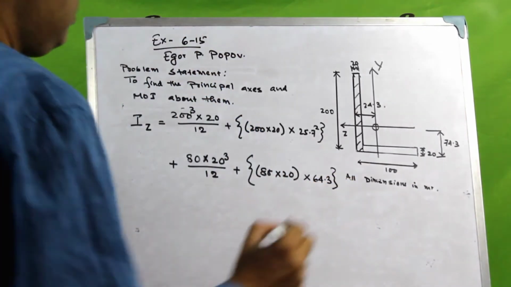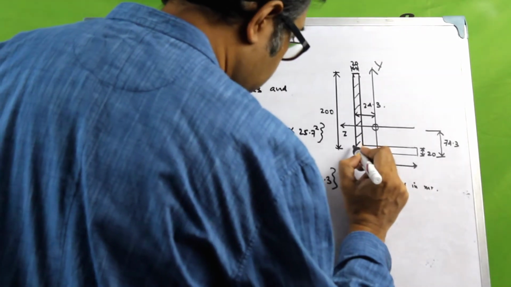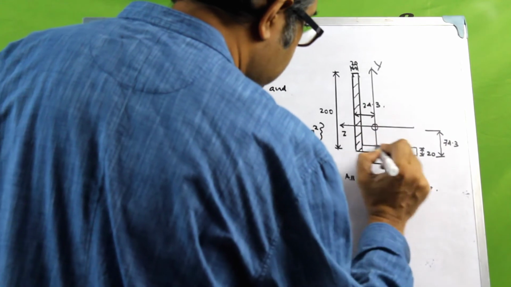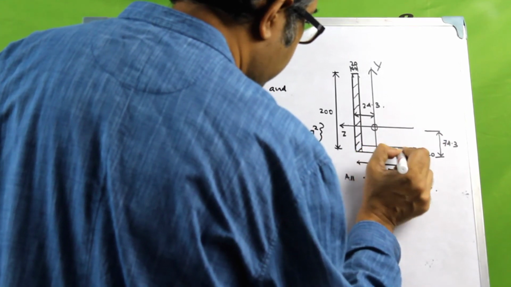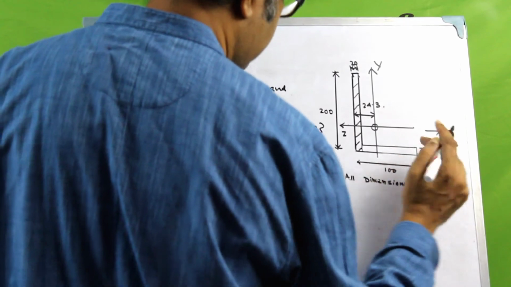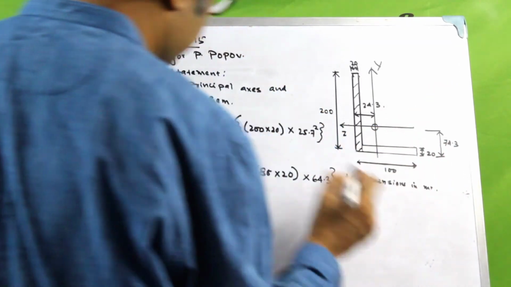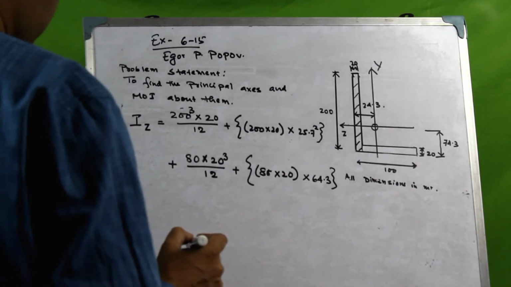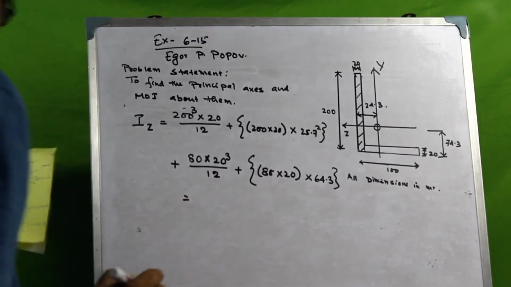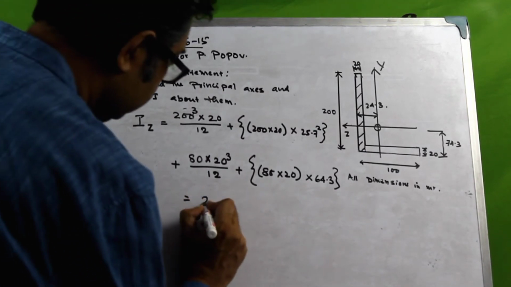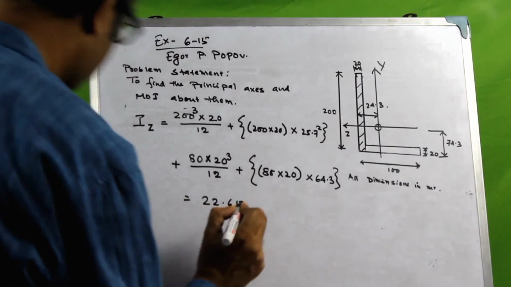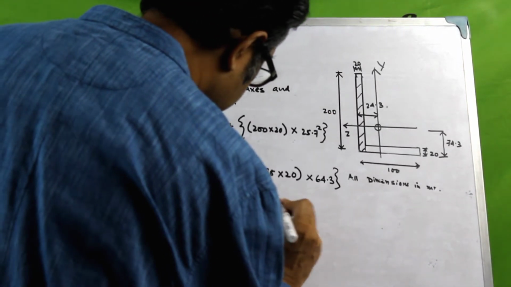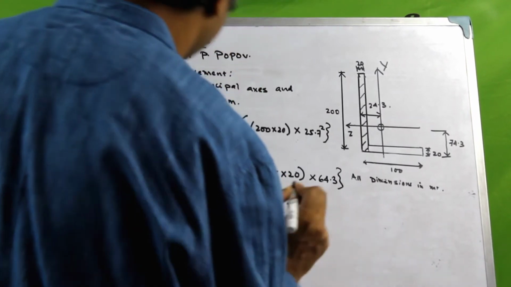64.3. How is it 10? Because the centroidal axis about this individual element parallel to this z-axis would pass through the center of this particular element, which is 10 meter from the bottom plane. So 74.3 minus 10 would give 64.3. And I have already done the calculation before. This brings us to 22.65 into 10 to the power 6 millimeter to the power 4.